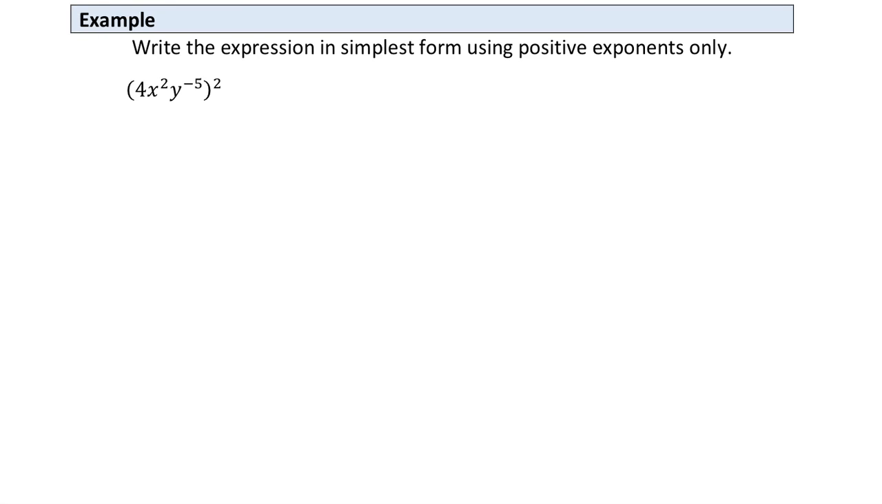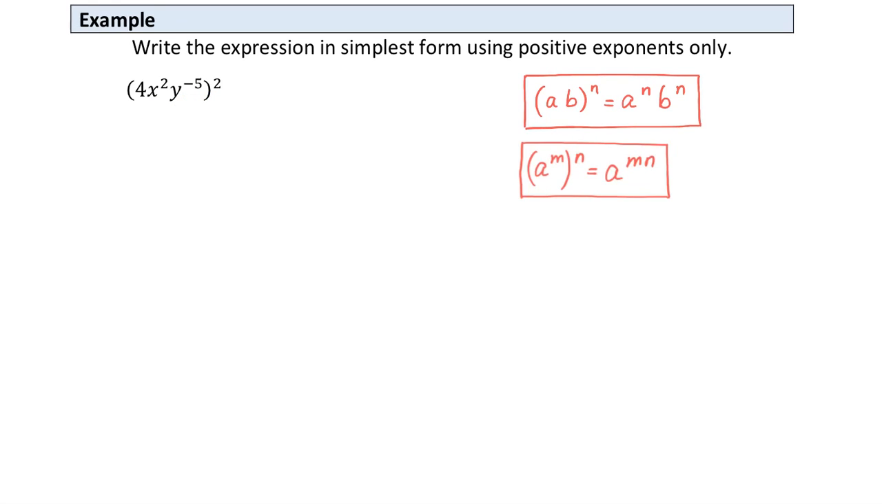Inside the parentheses, we have three factors, 4, x, and y. We need to raise each one of them to the second power. This means that we will apply the law ab to the power of n equals a to the power of n, b to the power of n. And because x and y have exponents, these exponents will be multiplied by 2. We multiply these exponents because of this law.